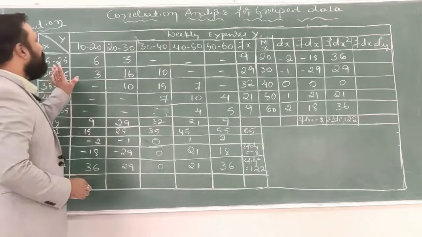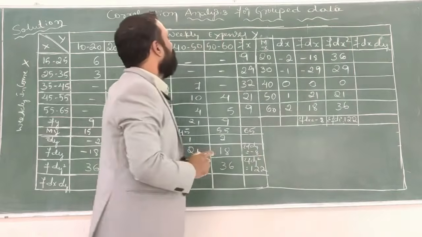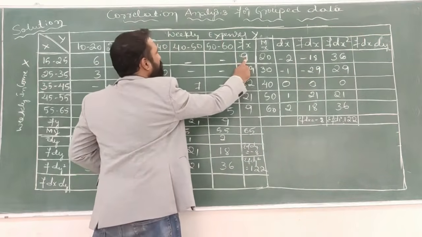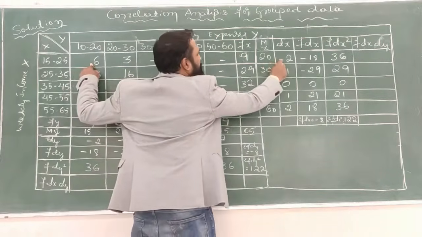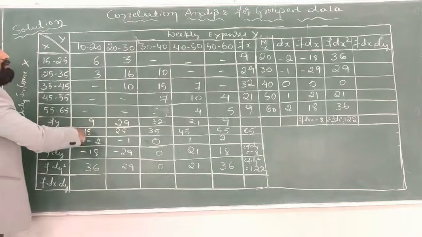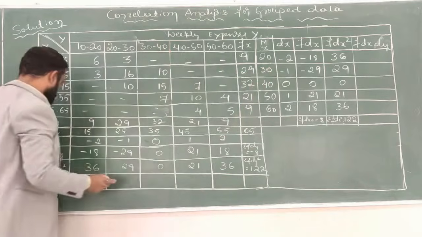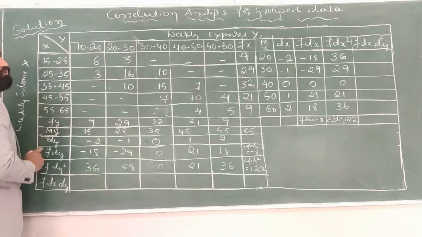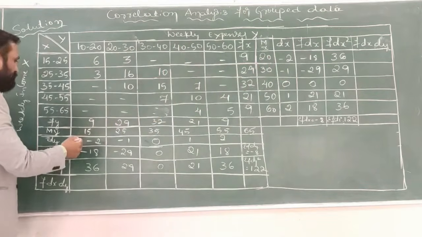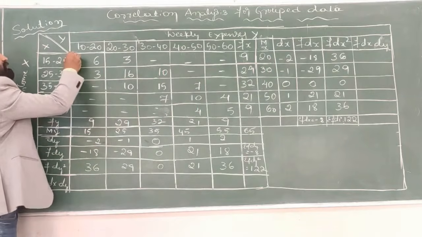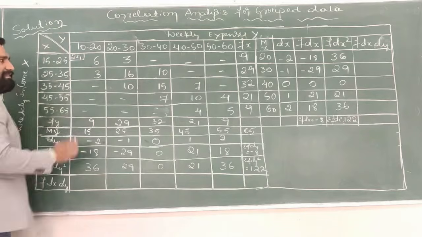First we calculate the x side. F into dx into dy means the frequency of x into dx into dy. Here the frequency is 6, dx is minus 2 and dy is minus 2, so 6 into minus 2 is minus 12, minus 12 into minus 2 is 24. We have to put 24 in the frequency box of 6.